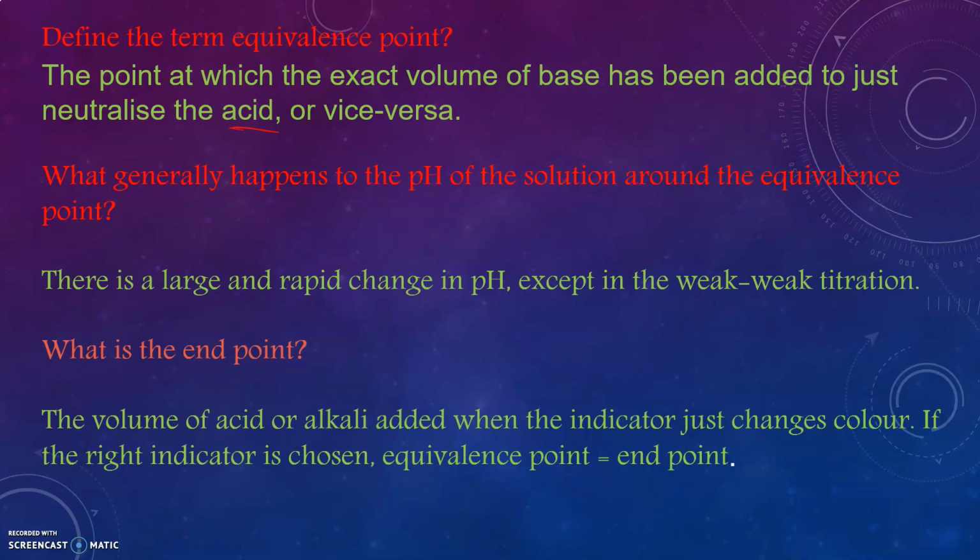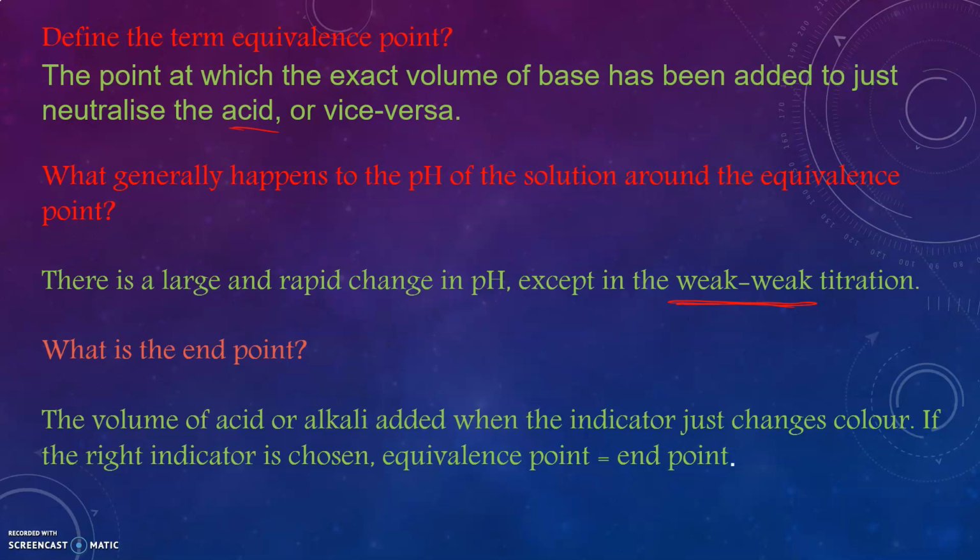Okay, so when we talk about neutralization, we have to know exactly what happens to the pH around the equivalent point. Okay, so here's the question. What generally happens to the pH of solution around the equivalence point? Of course, it does change, but there is a large and rapid change in pH except for weak acid, weak base titration. That's why we cannot determine it exactly.